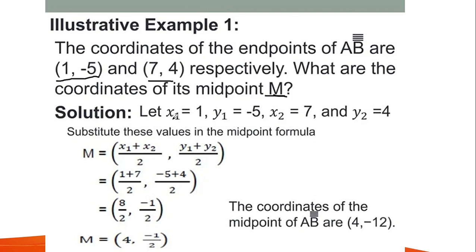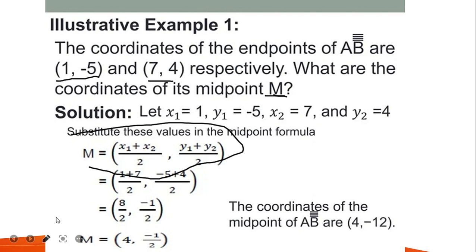We will simply use the formula. But we'll identify first that this is our x sub 1, this is our y sub 1, negative 5, x sub 2 and y sub 2. So our x sub 1 is 1, y sub 1 is negative 5, x sub 2 is 7, and y sub 2 is 4. We just put these into our formula. This is the formula for the midpoint. Sorry, wait, let me erase this.